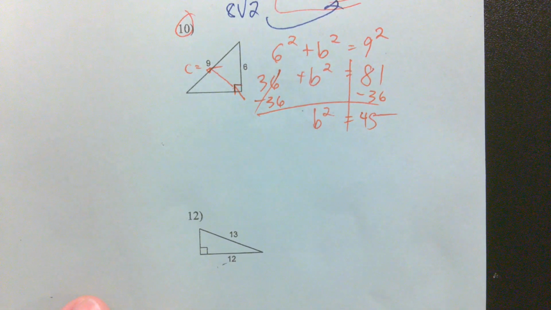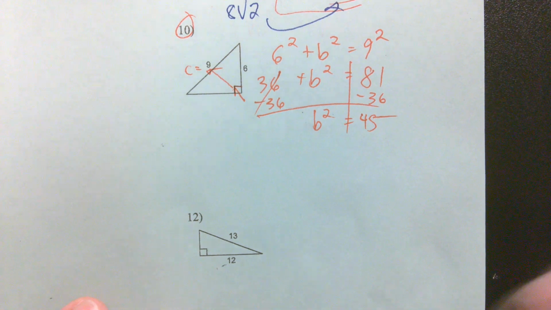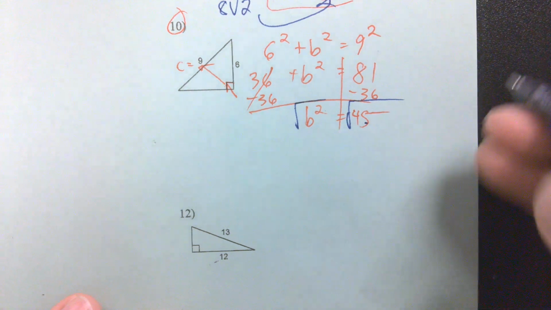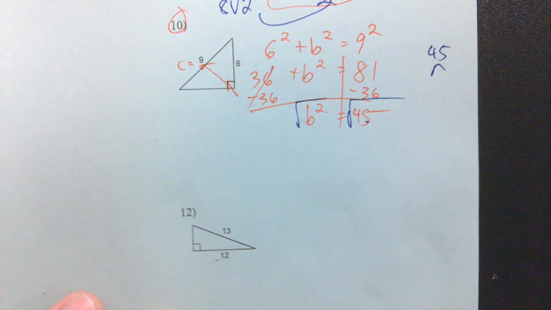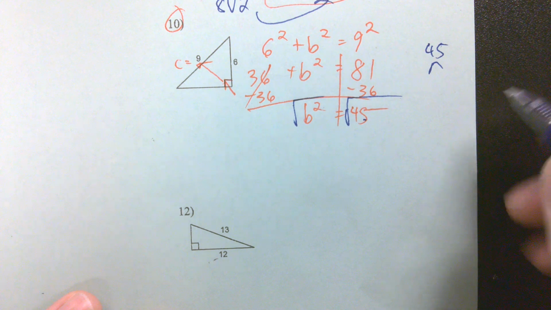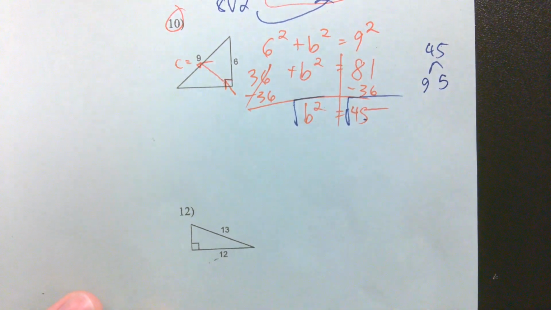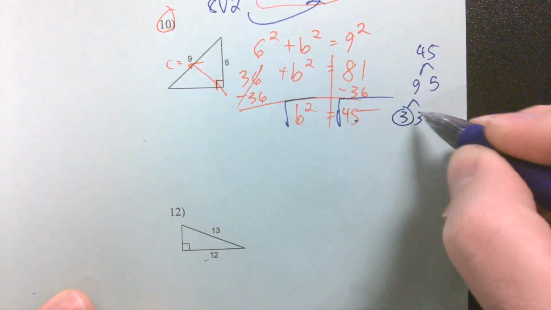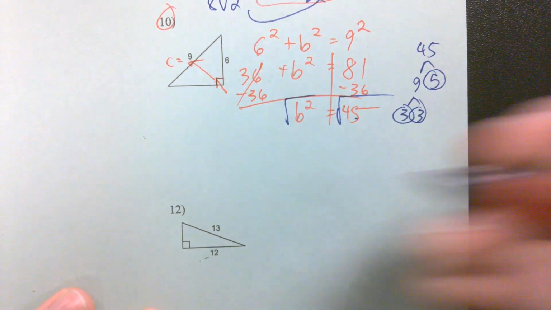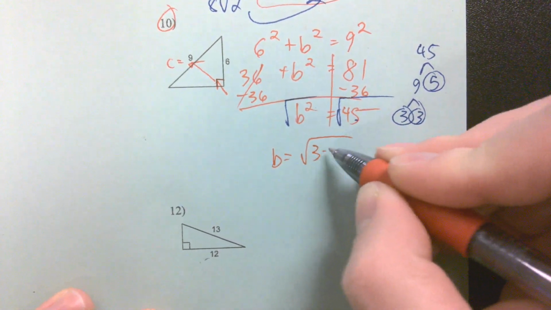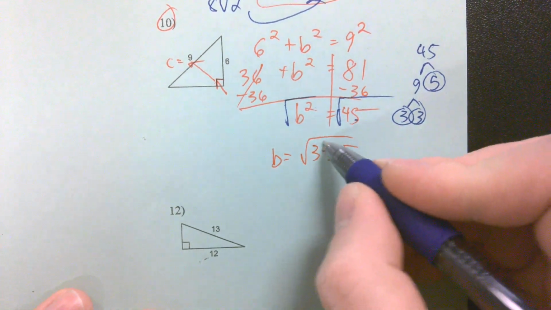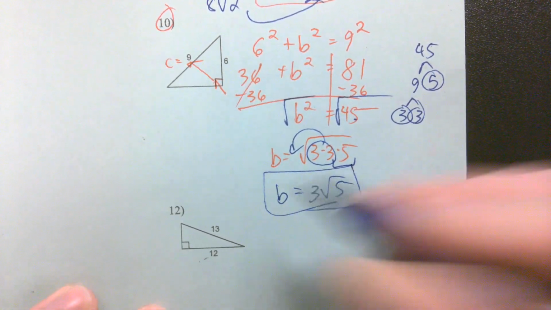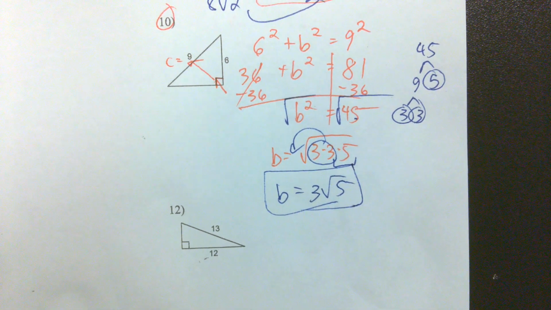What do I do from here? Square root both sides. Thank you, sir. Is 45 a perfect square? No. So let's do a factor tree. 8 and 5. 8 and 5 is very close. 9 and 5. There we go. How can I split up 9? 3 and 3. So we got a 3, a 3, and a 5. 3 times 3 times 5. A pair of 3's comes out. 5 gets left behind. B is equal to 3 root 5. All right.